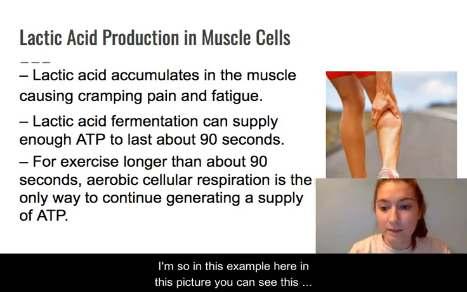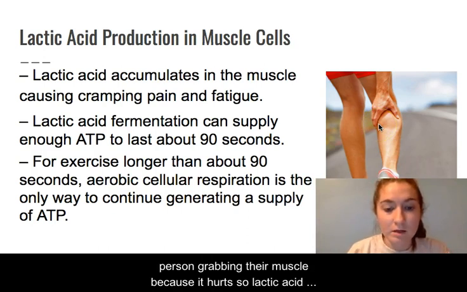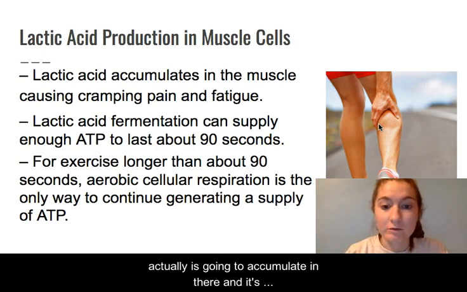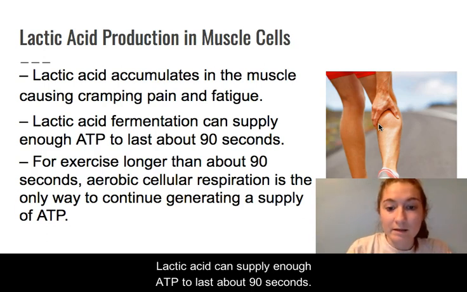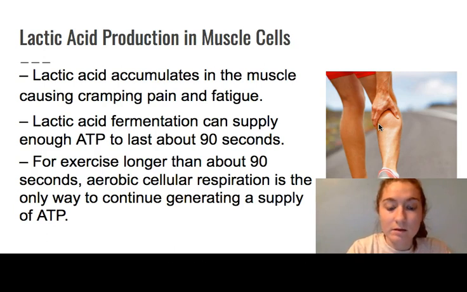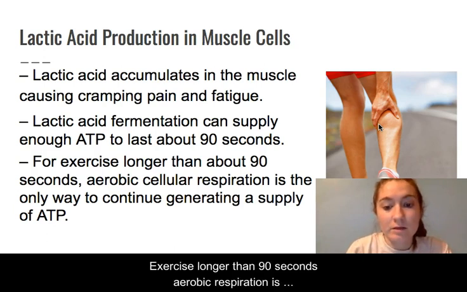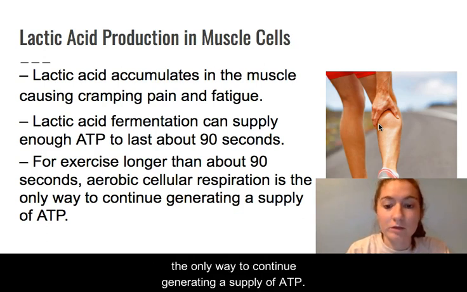So in this example here, in this picture, you can see this person grabbing their muscle because it hurts. So the lactic acid actually is going to accumulate in there, and it's going to cause some cramping and pain. Lactic acid can supply enough ATP to last about 90 seconds. For exercise longer than 90 seconds, aerobic respiration is the only way to continue generating the supply of ATP.